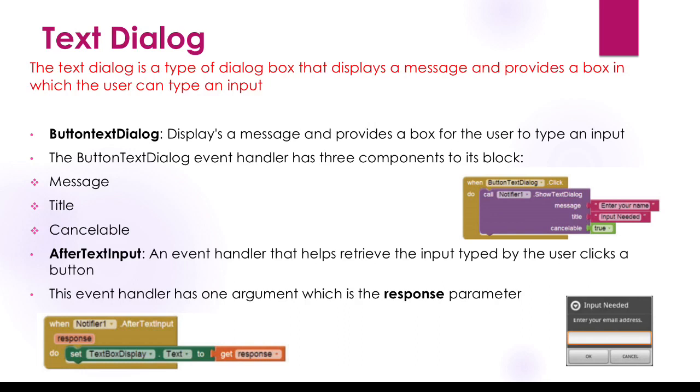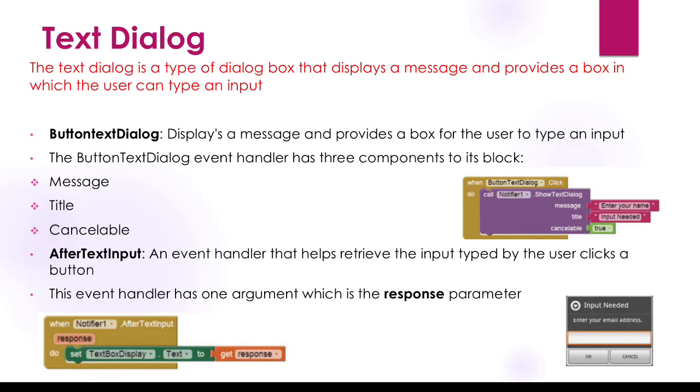The second most commonly used method is the text dialog method. This method displays a message and provides a box in which the user can enter an input, and then waits for the user to click a button so that the after text event can take place. Two events occur during this method.